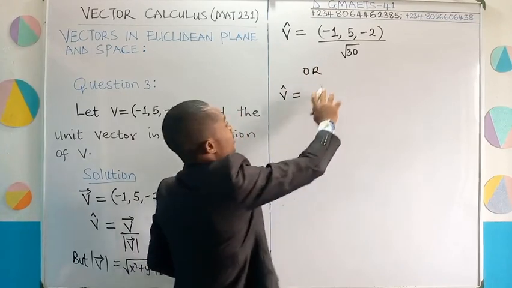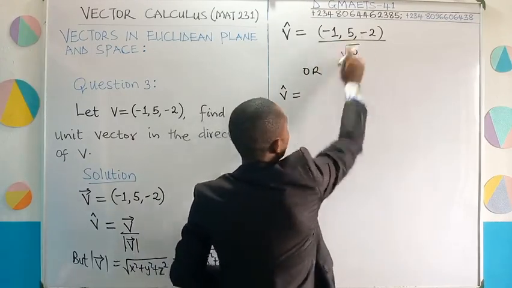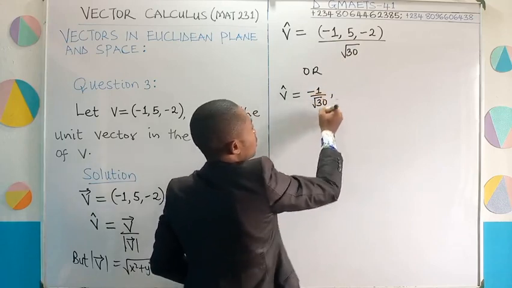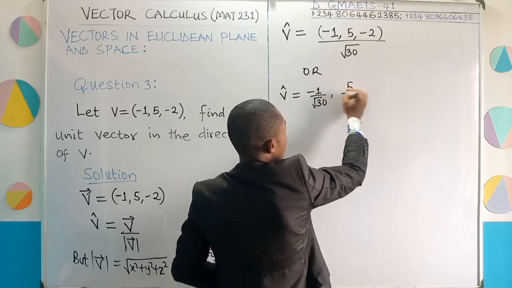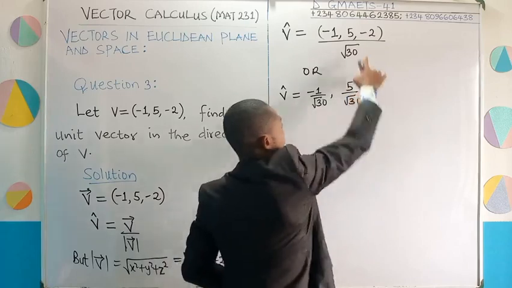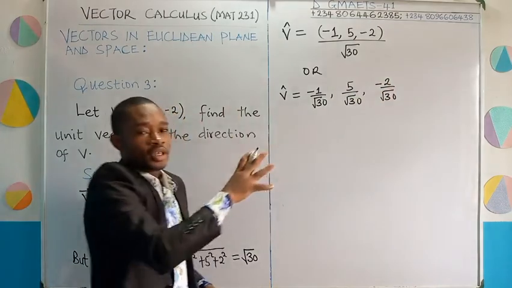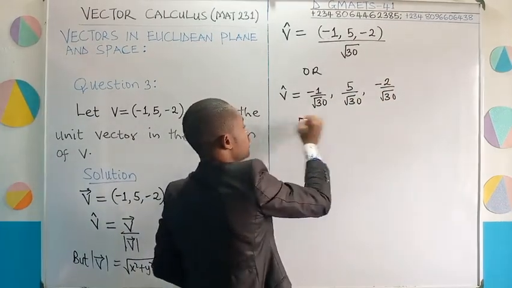What I just want to do now is simply showing you other ways we can write this answer. Now, I can distribute this root 30 to each of them, and then we'll have negative 1 over root 30, and then 5 over root 30, and then minus 2 over root 30. Good. Now, we can also choose to present the answer in this format.